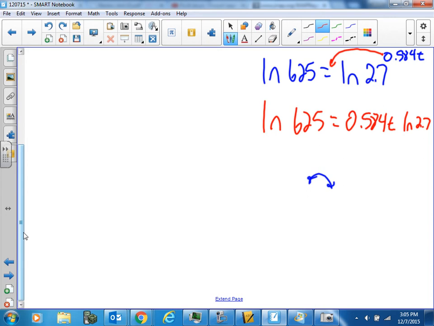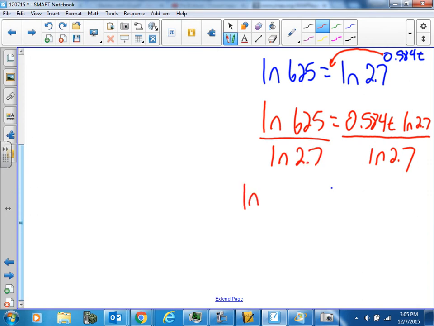All right. Now, what we want to do at this point is divide both sides by that natural log of 2.7. These are being multiplied over here, so I can divide by the natural log of 2.7. And I'm going to do that over here, natural log of 2.7. So now on the left-hand side, we'll have the natural log of 625 divided by the natural log of 2.7 equals 0.584t.